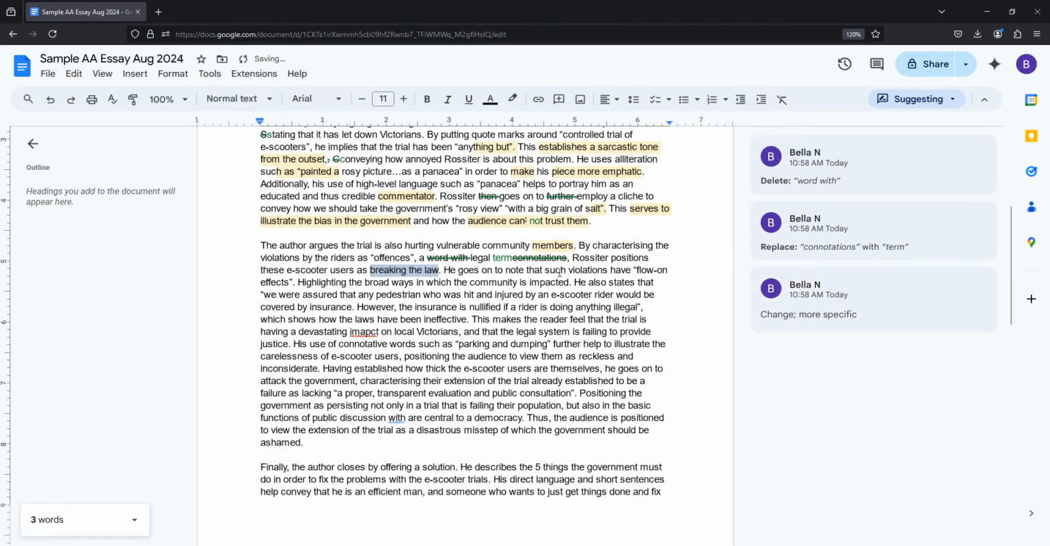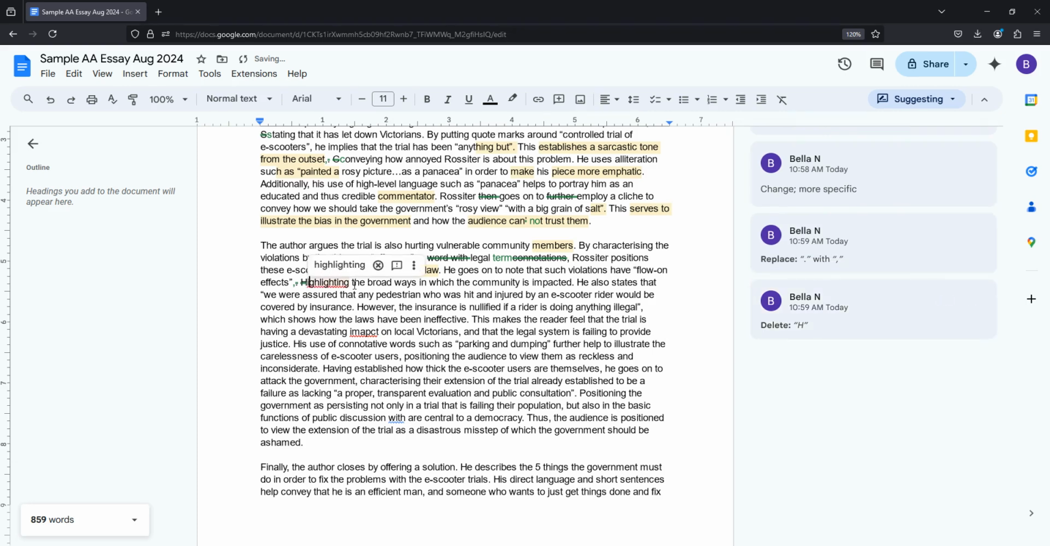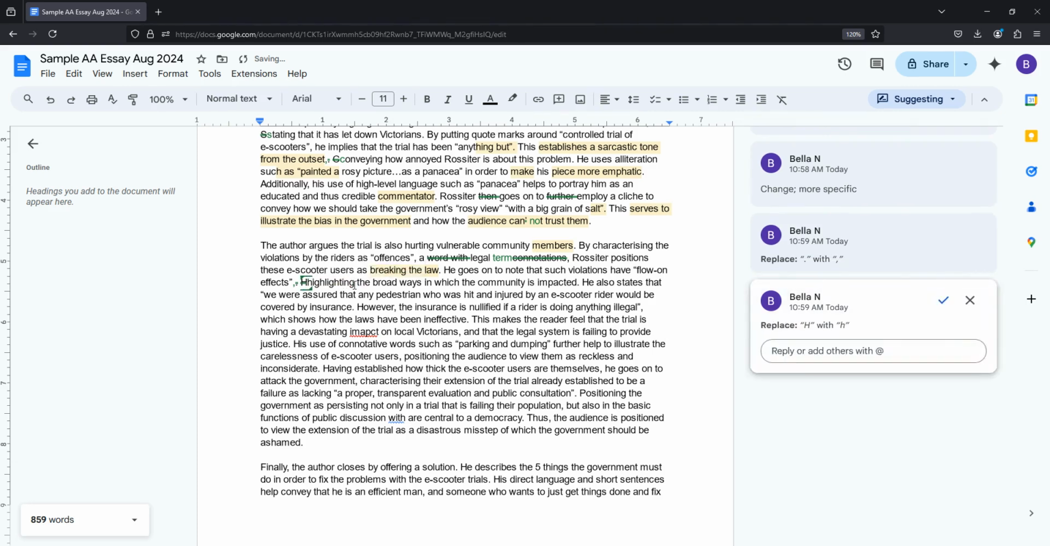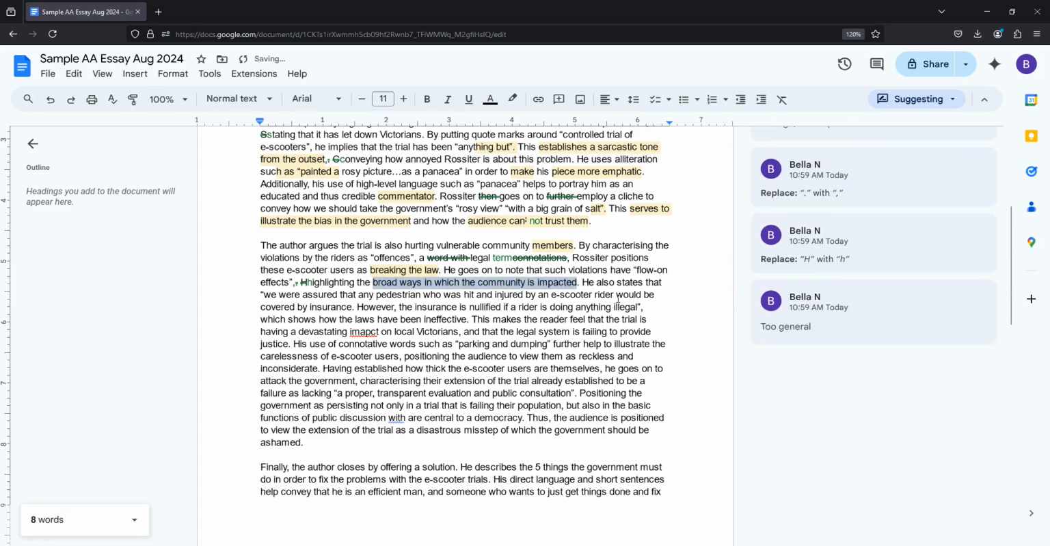"He goes on to note that such violations have flow-on effects, highlighting the broad ways in which the community is impacted." Again, we've just got one of these participle phrases. It's really becoming quite a common theme here and indicates that it's not just a one-time mistake, but a persistent issue with grammar. "Highlighting the broad ways", okay, a little bit general. It'd be good if you could say how these people are being impacted.